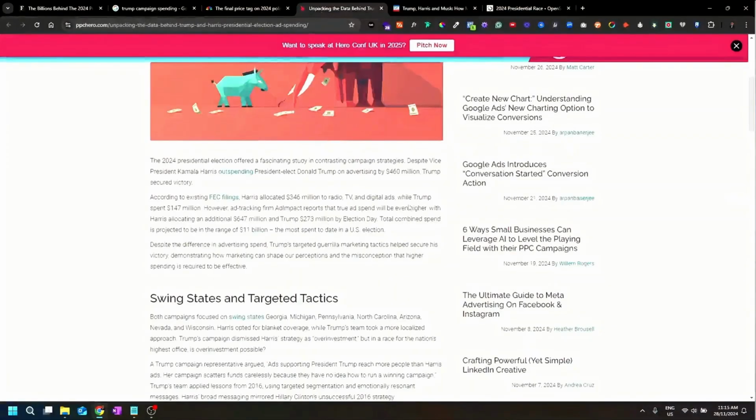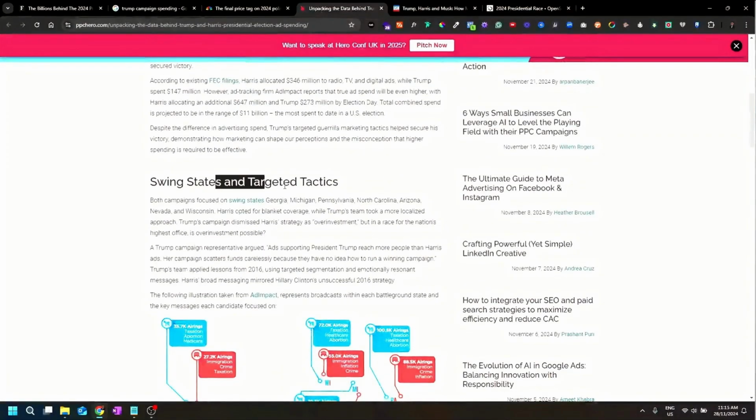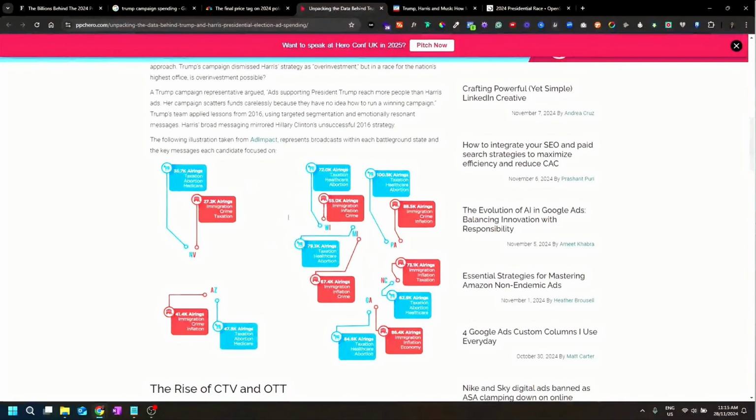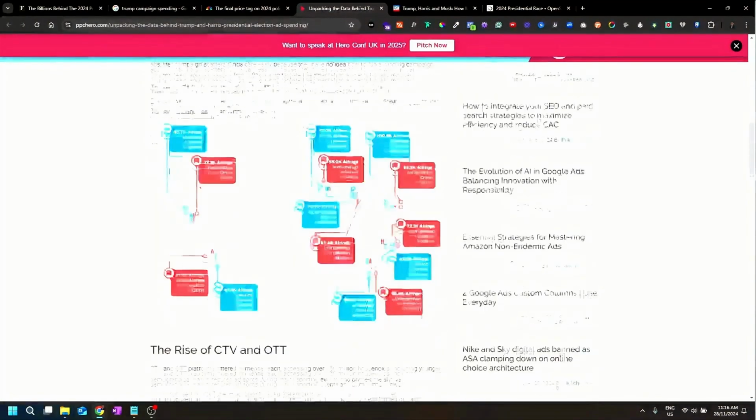So I found this very cool data about swing states and targeted attacks, and you can see what kind of campaign. I can put all the information down in the description. You can have a look. You can see what are the target things that they are looking into. People are looking into immigration, crime, and taxation in these swing states, and that's the reason why he has very good targeted tactics as well.